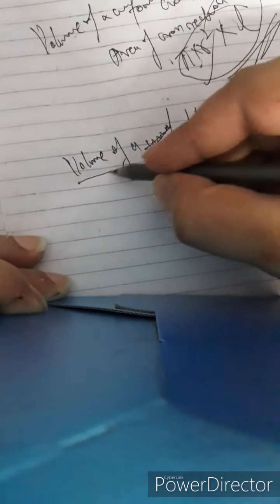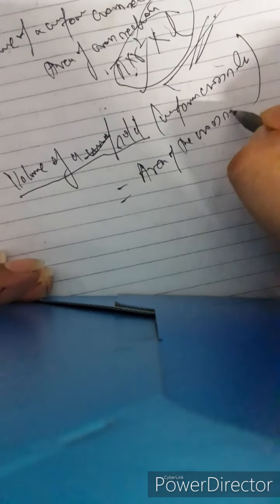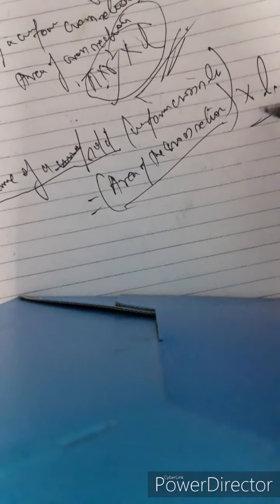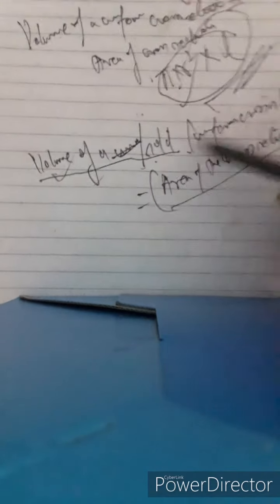We take the volume of a solid which has a uniform cross section by the formula: area of the cross section into the length of the solid. We can find the volume of the solid by multiplying the area of the cross section by the length of the solid. In that way, we can derive the volume of a solid having a uniform cross section. I hope you are clear with this formula. Just take a look once more.